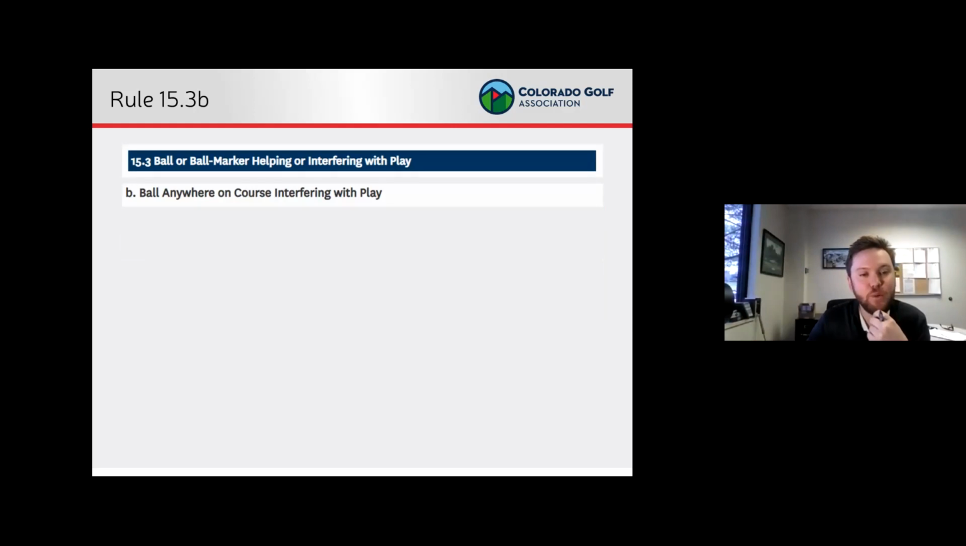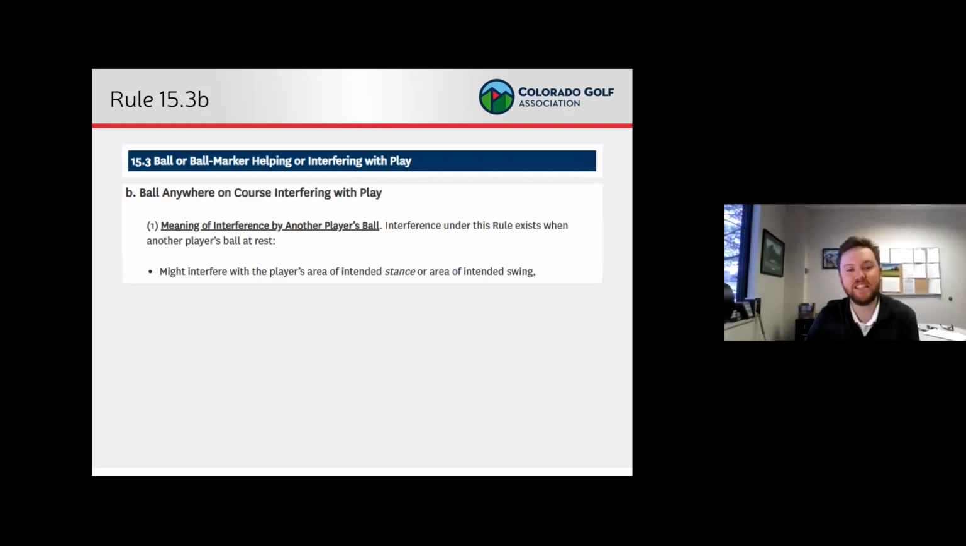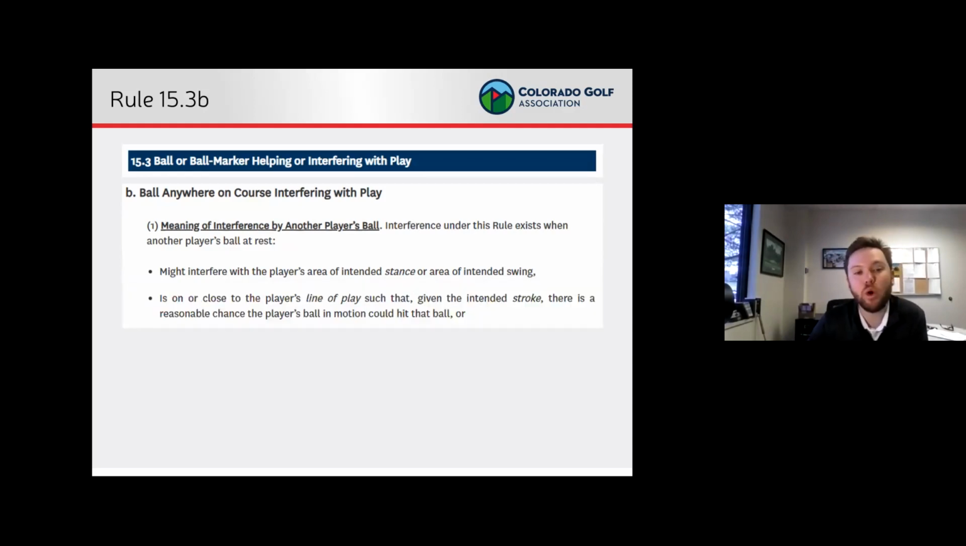So a ball anywhere on the course interfering with play. So this is anywhere on the golf course. And then we're going to look at what it means to interfere. Well, what do the rules say interference is? Interference under this rule exists when another player's ball at rest might interfere with the player's area of intended stance or intended swing. So obviously, if I'm going to be stepping on another player's ball, that's interference when I'm taking my stance to play my ball. And is on or close to the player's line of play, such that given the intended stroke, there is a reasonable chance that the player's ball in motion could hit that ball.